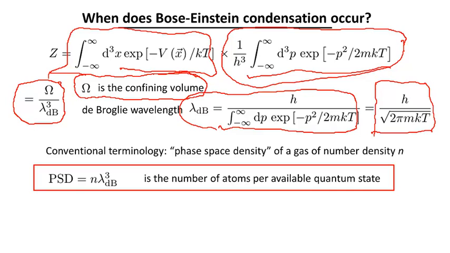Now, the conventional terminology in this field is to measure quantum gases in terms of their phase space density, which is, if you have a gas with a given number density, say number of atoms per cubic centimeter, then the phase space density is a pure number. It's the product of the density and the cube of the de Broglie wavelength, and it has the interpretation of being the number of atoms that exist in the sample per available quantum state.